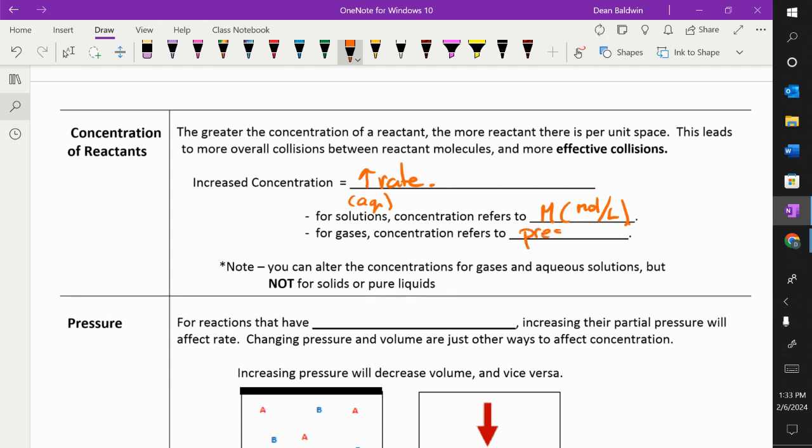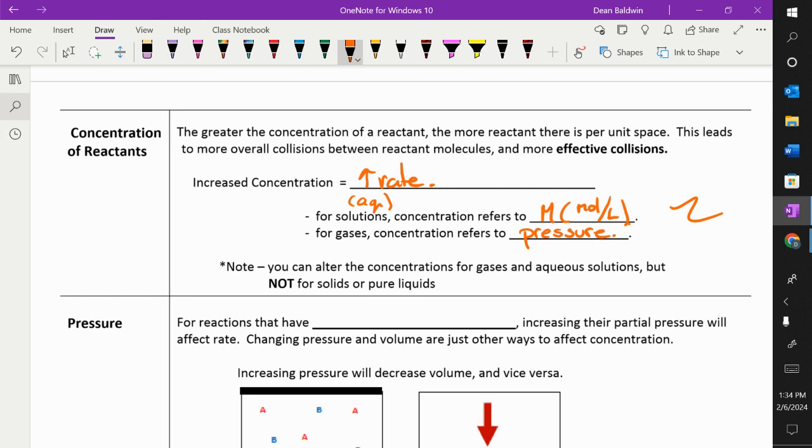So you can change the concentrations of gases in aqueous solutions. If I want more Alka-Seltzer in my water, I just dump more Alka-Seltzer in the water. If I want more gas in the room, if I could seal the room, I could just pump more gas into the room. Oxygen gas, it would be nice. Okay? All right? You cannot change the concentration for solids.